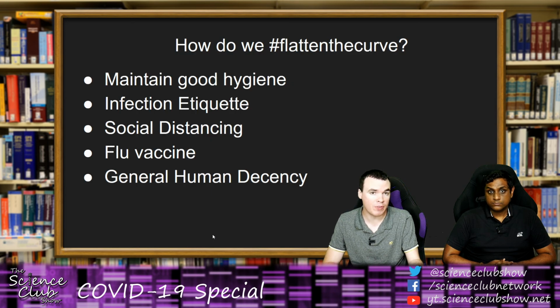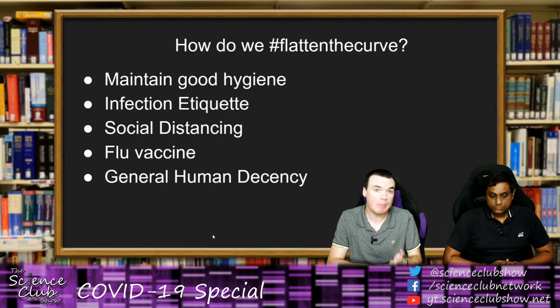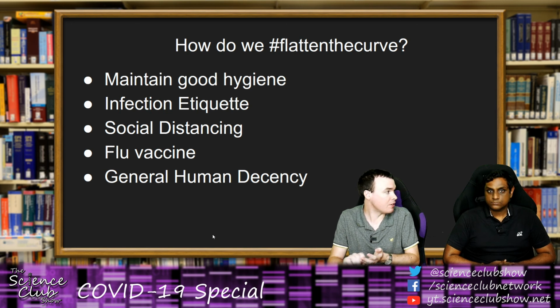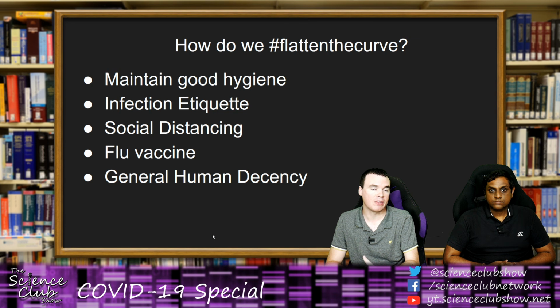So if you can get the flu vaccine this year, get it early, maybe get it twice, maybe get it now, because the flu vaccine tends to come out early April, mid-April. Get it again in June or July, just to make sure that you are definitely covered for the flu. And that will help flatten the curve massively.